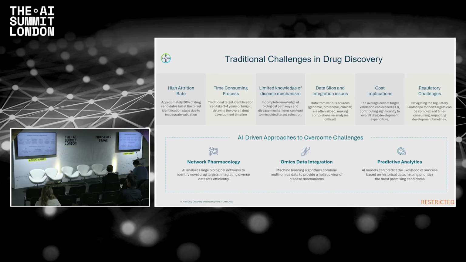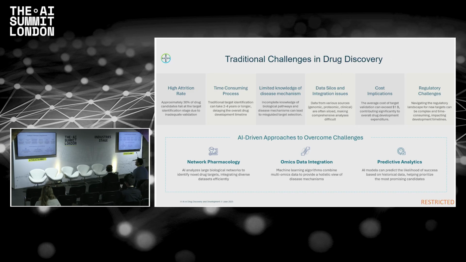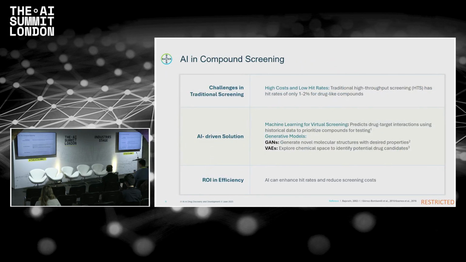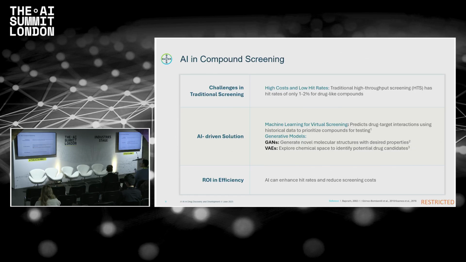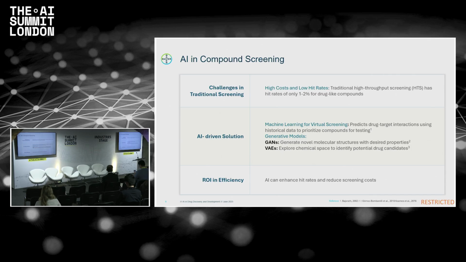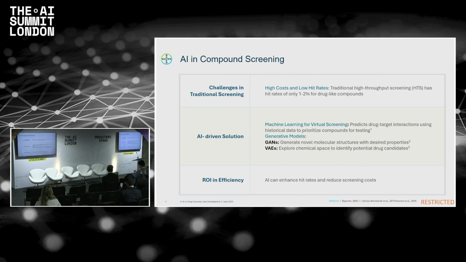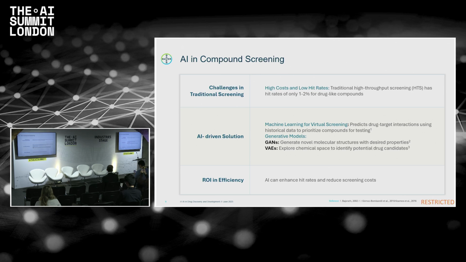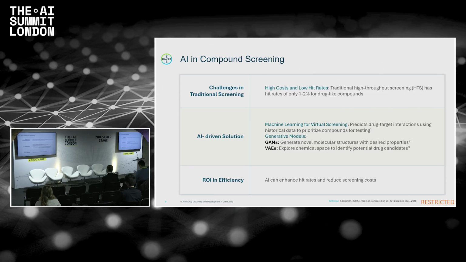So these three components are helping us to overcome some of the challenges when it comes to traditional drug discovery. When it comes to compound screening, the challenges are high cost and low hit rate. Now we know the target where we need to go, and we are talking about the compounds, the potential drugs. Traditionally, high throughput screening has a hit rate of only up to 2% of drug-like compounds. So you can see there's a huge opportunity.